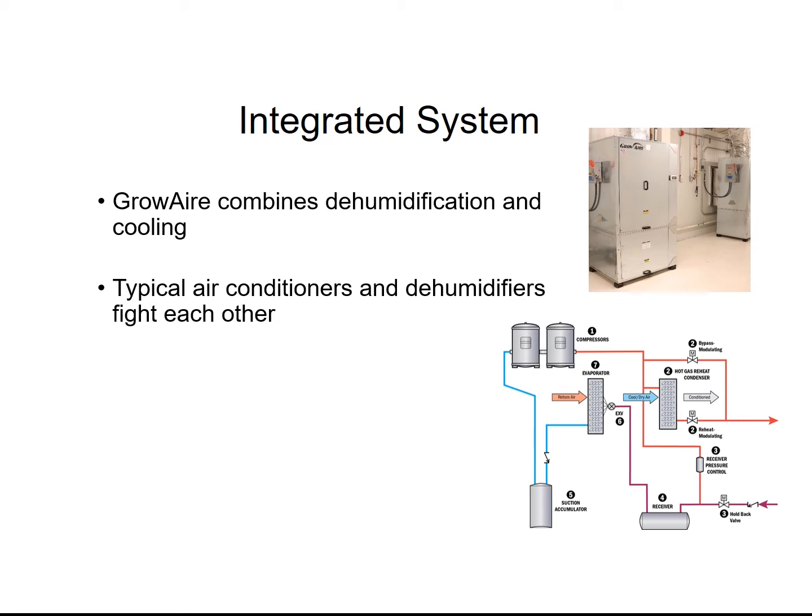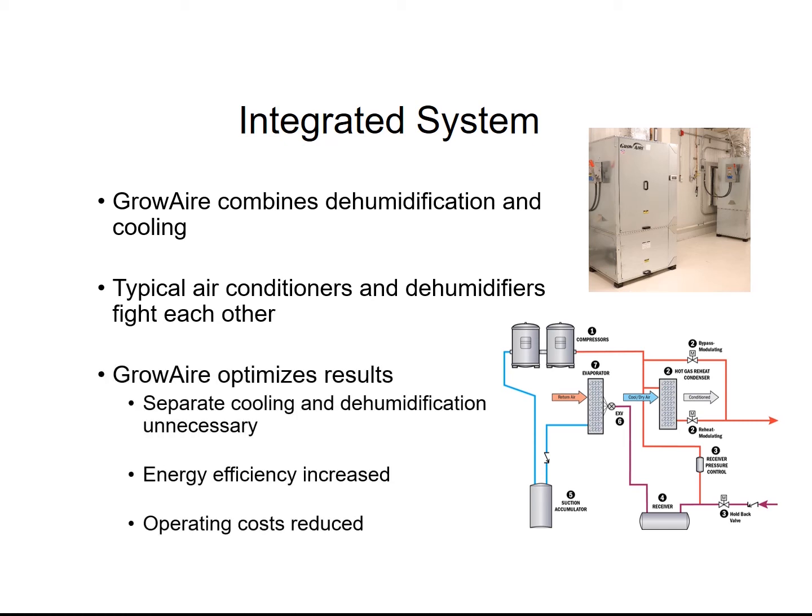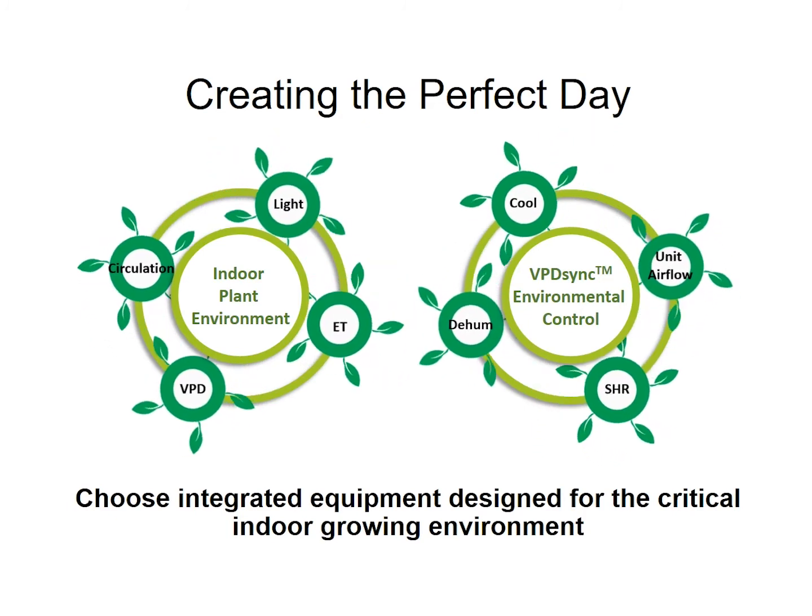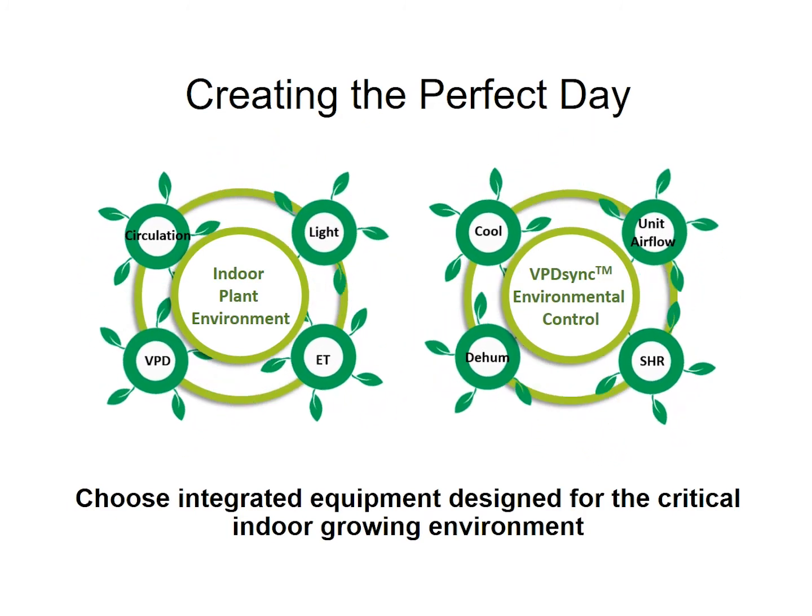Typical air conditioners and dehumidifiers cannot adjust this ratio without impacting the capacity. Since the sensible heat ratio for the machine is optimized, separate cooling and dehumidification equipment is unnecessary. The use of a fully integrated system will yield a significant increase in energy efficiency and reduce the overall installed cost. What will Grow Air with VPD Sync mean to the cultivator?